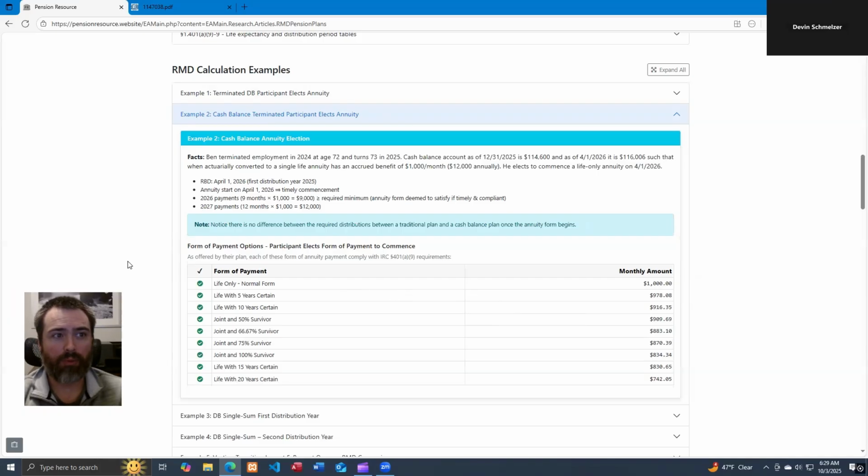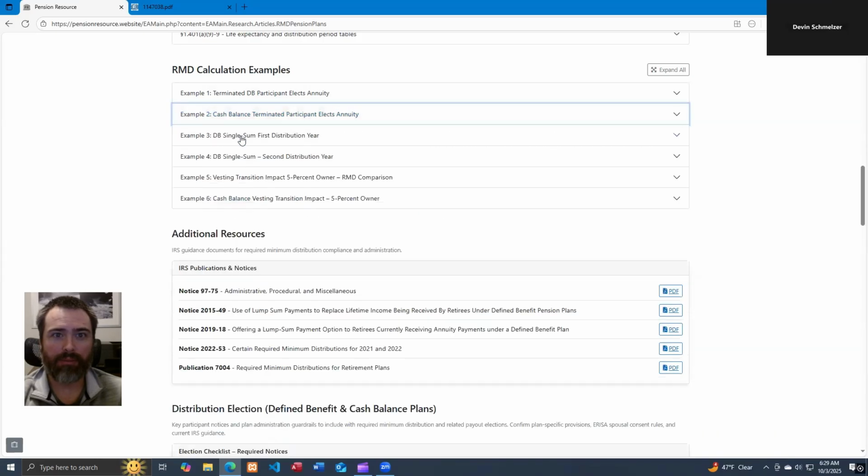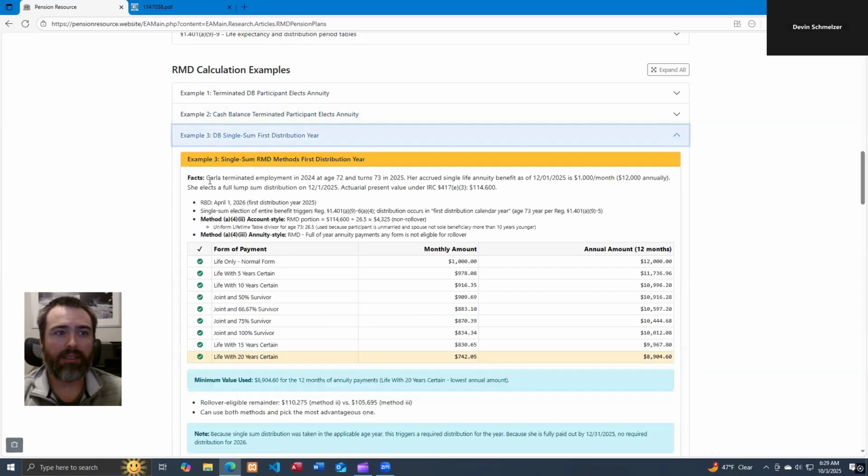Example 3 is where a participant takes a single lump sum of their entire benefit in the year they turn their applicable age, not the year of April 1st. Because the entire benefit is being paid during a distribution calendar year, a portion of that lump sum isn't going to be eligible for rollover.